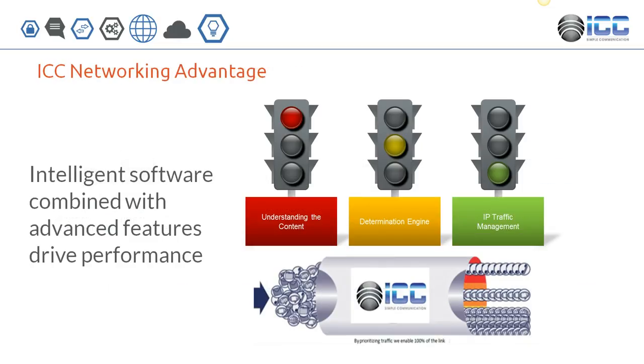At the core of the ICC solution is an intelligent software that combines advanced features that then drive performance. Not only are we understanding the content as it comes into our access points and our Ethernet switching, we have a determination engine called the ICX engine that is an intelligent traffic cop to decide how that information should be treated vis-a-vis other content coming into the system. The result is that IP traffic management is centrally controlled to increase performance capabilities and ensure that no packets are actually physically dropped.